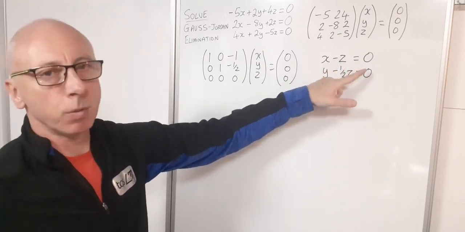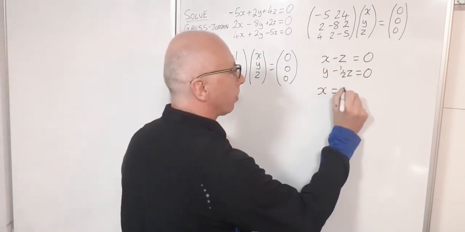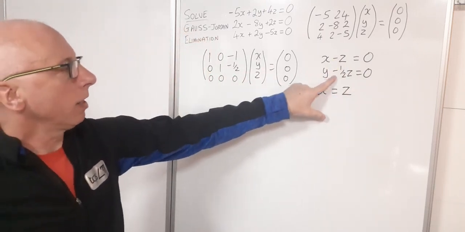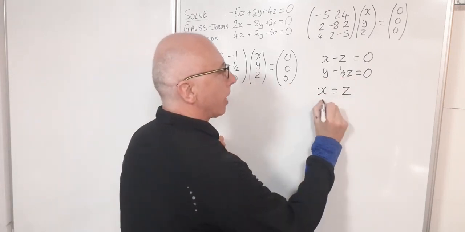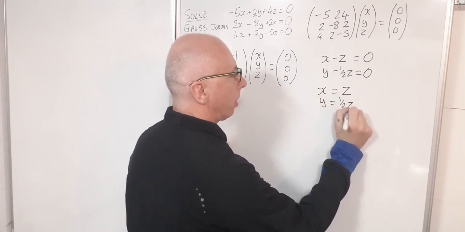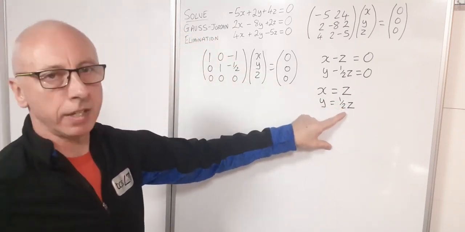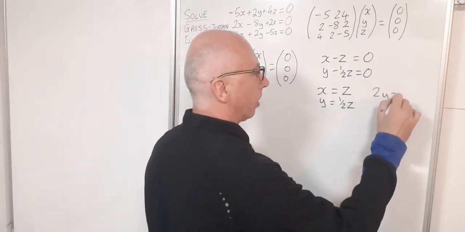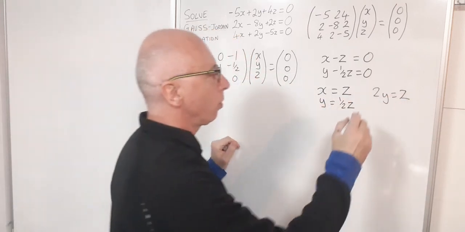So x minus z equals 0. That means x equals z. And then what about here? y minus a half z equals 0. So I can say now that y equals a half of z. So if y equals a half of z, that means 2y equals z. So if 2y equals z, I can put x equals 2y.